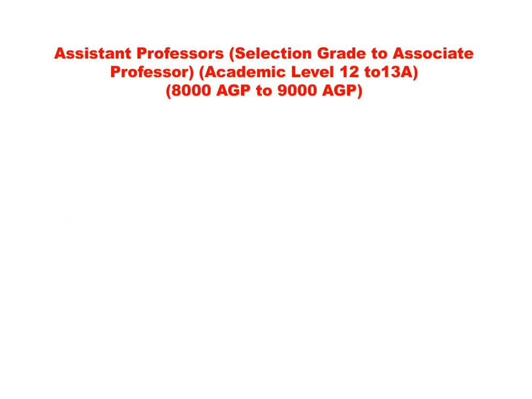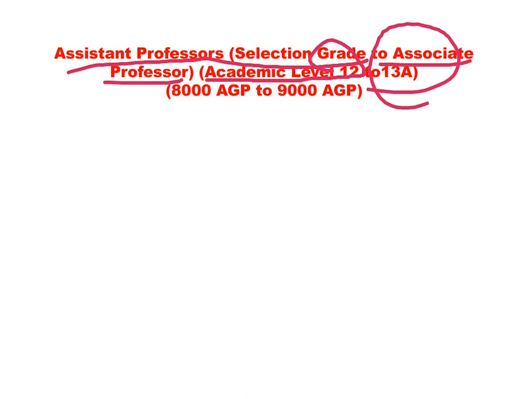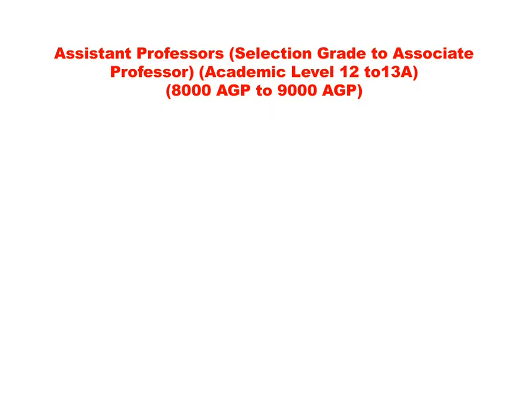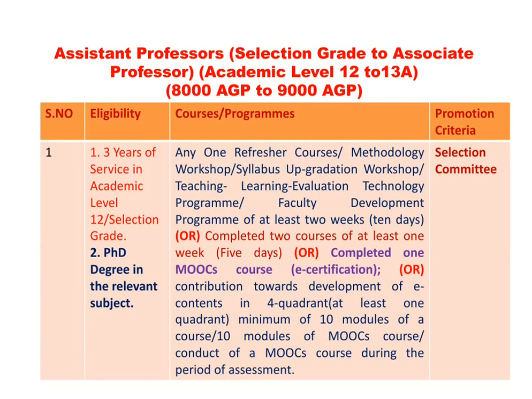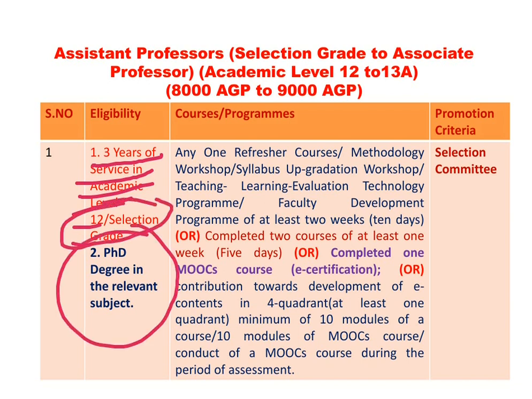Another important category is from assistant professor selection grade to associate professor, which means academic level 12 to 13A, or 8000 AGP to 9000 AGP. In this category, you have to fulfill the minimum eligibility. You have to complete 3 years of service in academic level 12, meaning the selection grade period. PhD is also a must for the associate professor category.